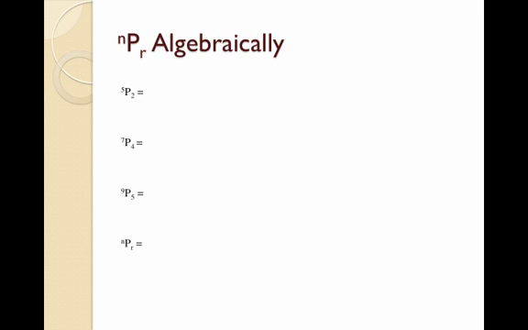In this part of the video, I will try to explain what nPr means algebraically with the use of examples. Let's look at the first one. 5P2 means start at 5 and multiply twice. So we start at 5 and multiply by 4, the next number down, to get an answer of 20. That's the quick and easy way about it.